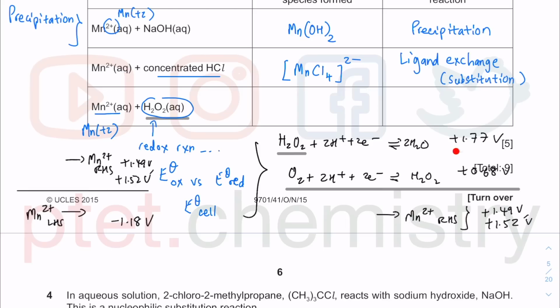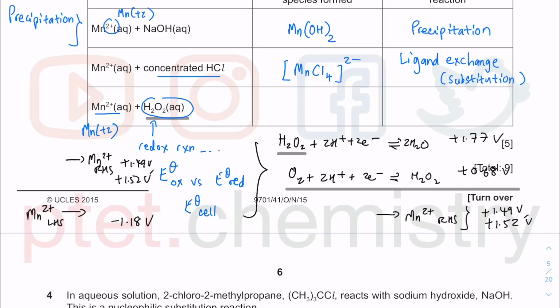Now this is +1.77. +1.77 is bigger. It is more positive than this. If this is your E red, because they undergo reduction, it is more positive than your E ox. So H2O2 will react with Mn2+ if this acts as oxidizing agent because it itself will get reduced, because this is E red, so it will act as oxidizing agent.